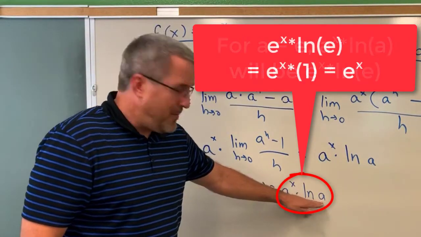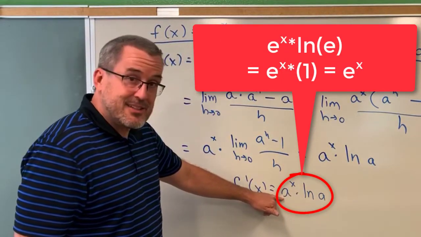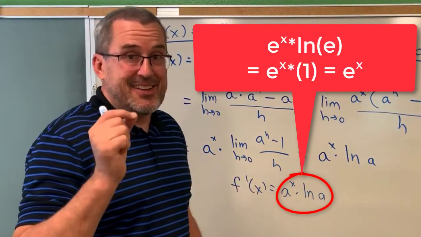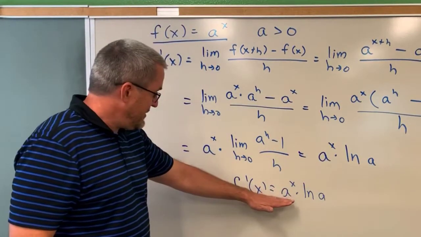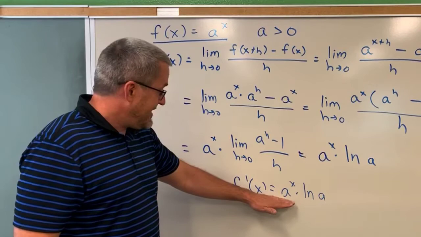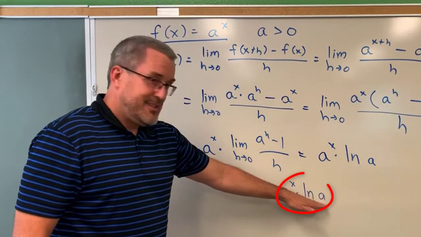We typically don't say that. We'll just say the derivative of e to the x is e to the x. But if your base is not the natural number e, if it's some other base, then we're going to have to be sure to include the natural log. The derivative of a to the x is a to the x times the natural log of a.